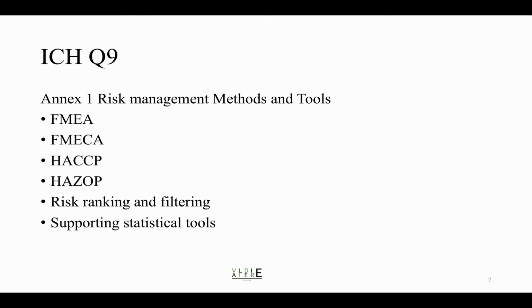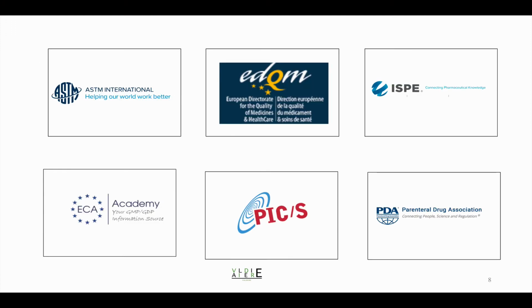ICH Q9, the guideline for risk assessment, points out a lot of risk assessment tools. These are listed here as well, and many more of them. For more sources of information on laws or regulatory trends, please look at these homepages. There are a lot more, but these are the 6 I use generally.